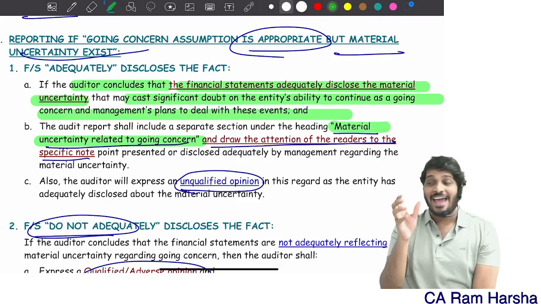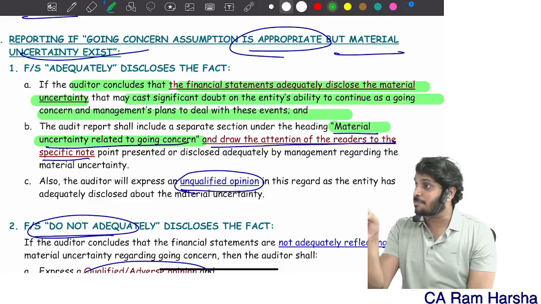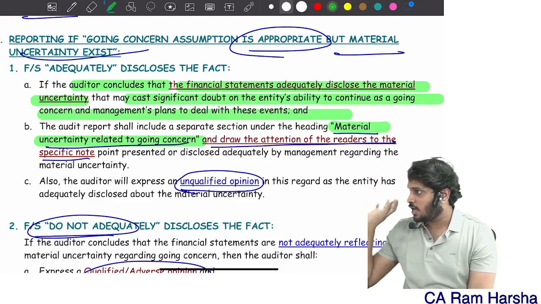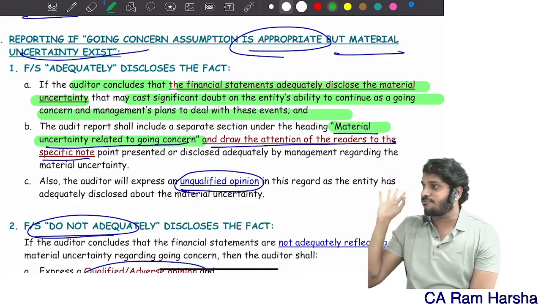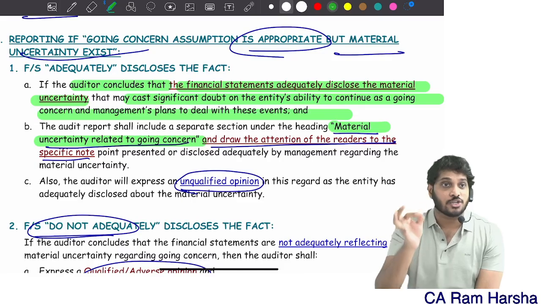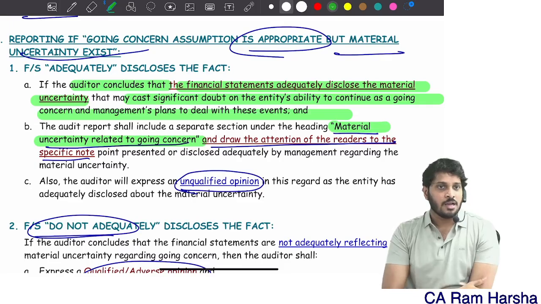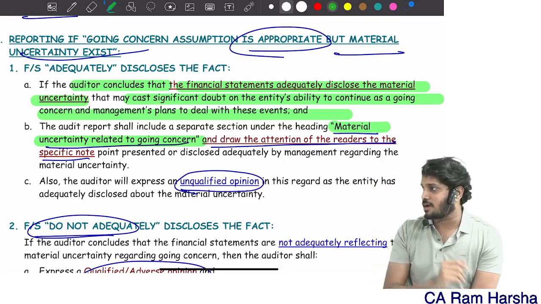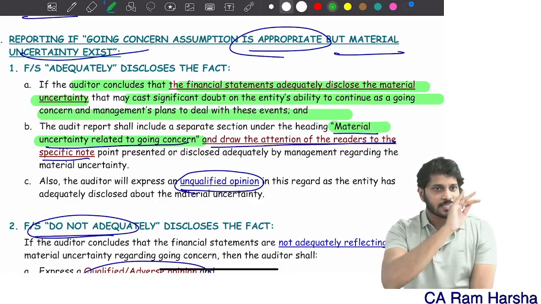The auditor shall draw attention to the basis of accounting followed for preparing the financials without using going concern, in a separate Emphasis of Matter paragraph. The auditor has to draw attention through an Emphasis of Matter paragraph. This is the question which exactly was asked in May 24, question number 1B, a 4 or 5 marks question. Clear? That's it. Going concern, SA 570, is over.